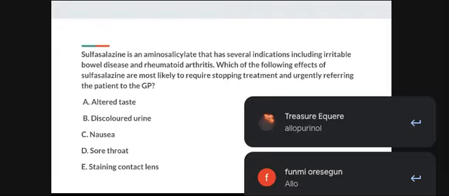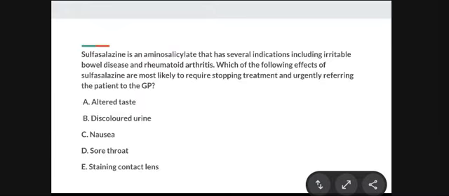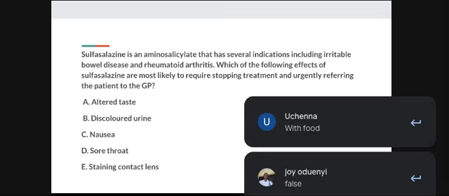Allopurinol should be taken on an empty stomach. Is that true or false? Is it taken with food or on an empty stomach? Allopurinol is taken with food. Yes, it's best taken after food.